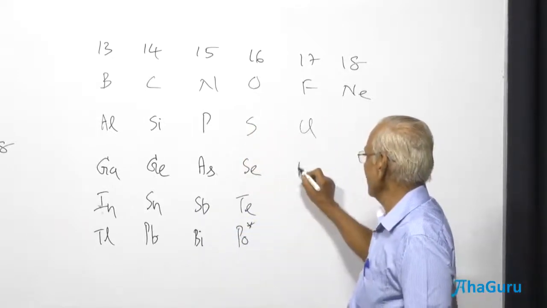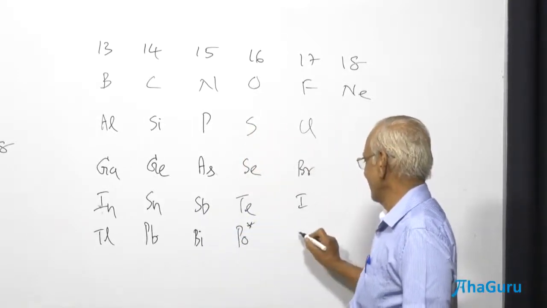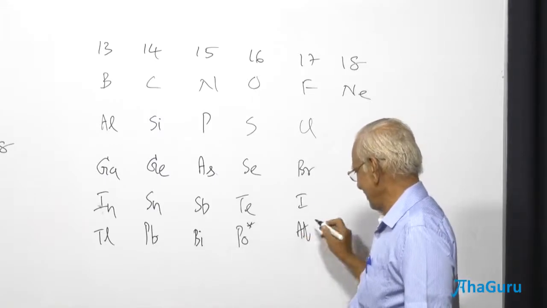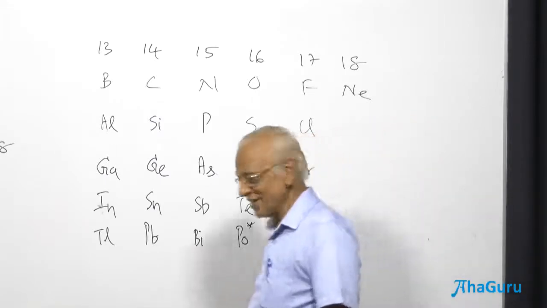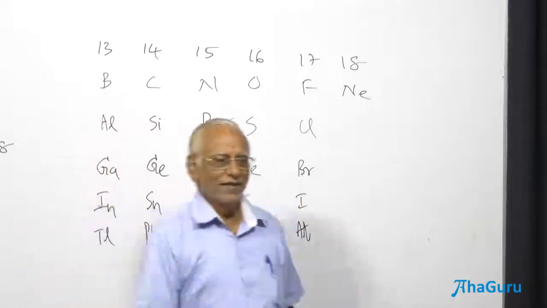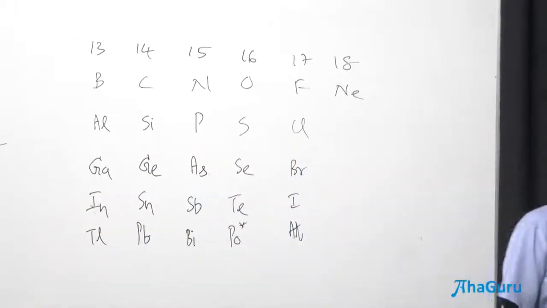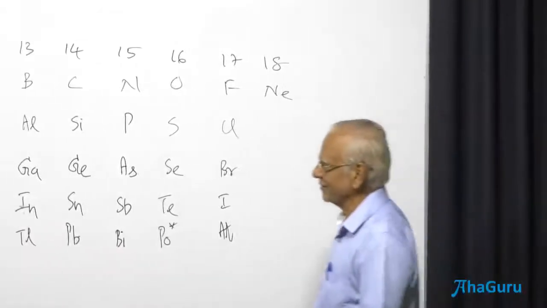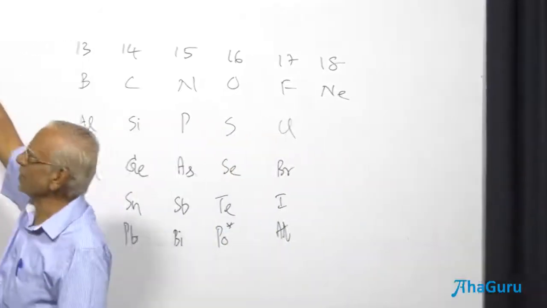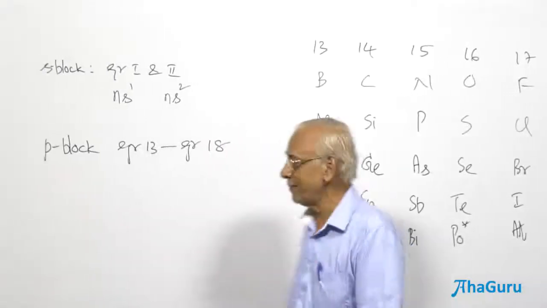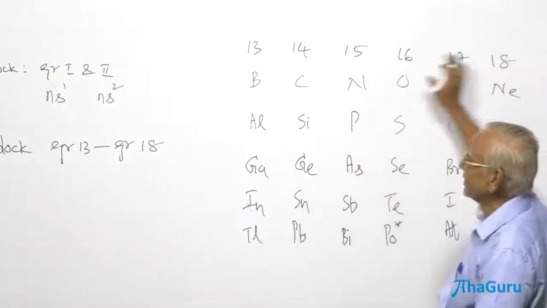Fluorine, chlorine, bromine, iodine. You knew this because you have been repeating it. If you are going to repeat the same thing, half of the periodic table, you have memorized it now. We know the first group, second group also, S block elements. These are all called P block elements.